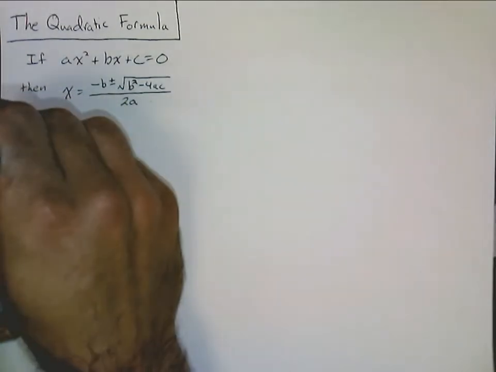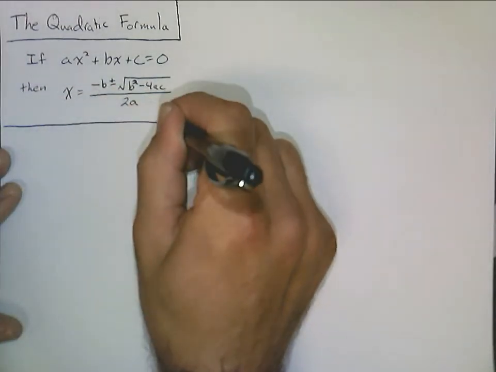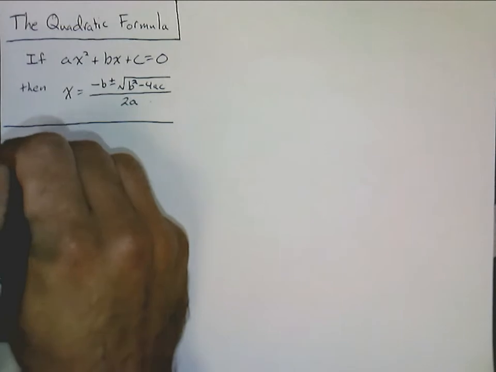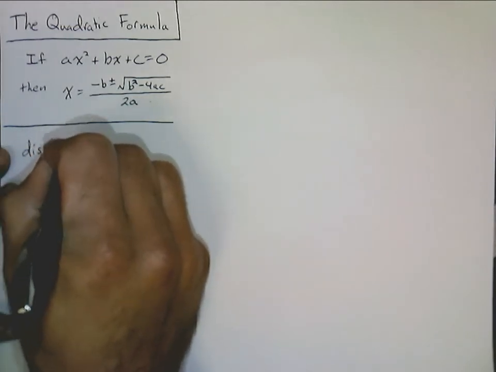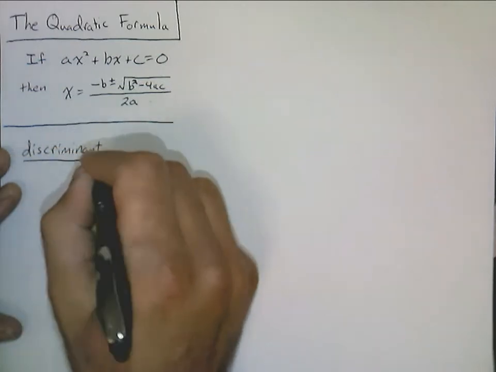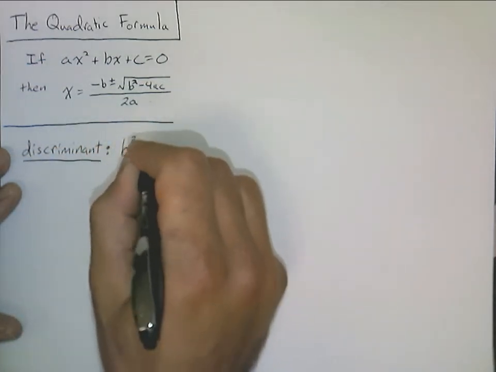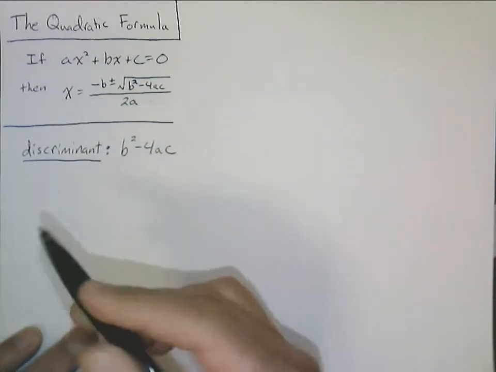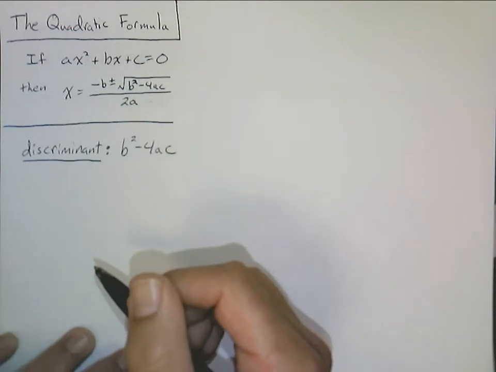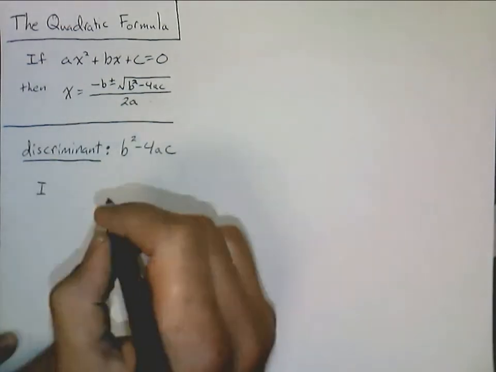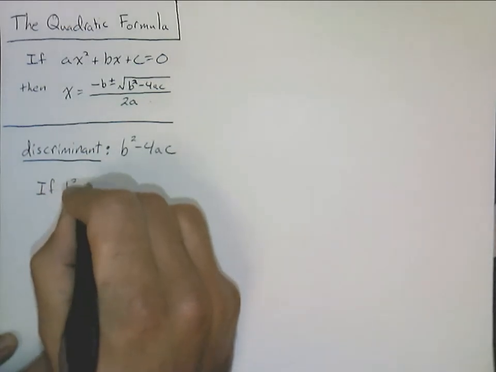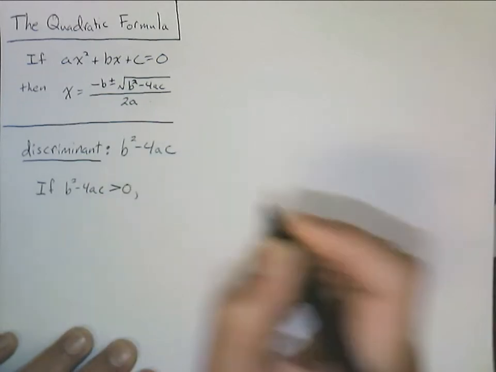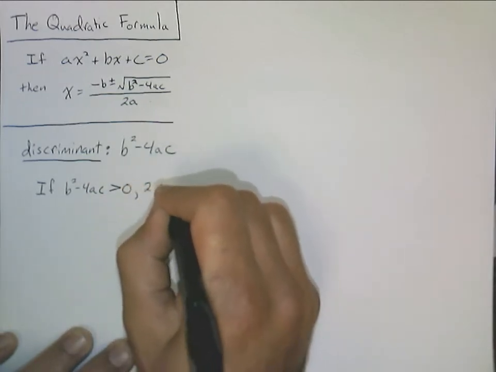One thing about this, though, is that the part inside the radical, the b squared minus 4ac, is called the discriminant. This value, b squared minus 4ac, basically tells you what kind of solutions you have. If the discriminant b squared minus 4ac happens to be greater than 0, meaning positive, then we're going to have two real solutions.